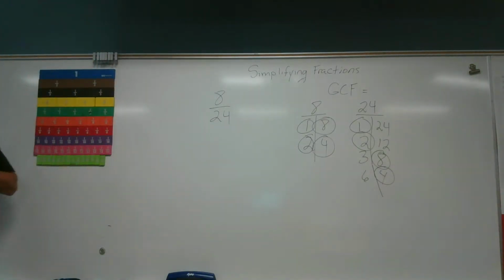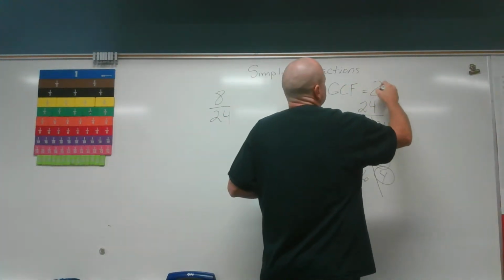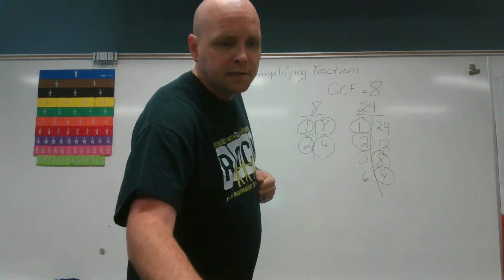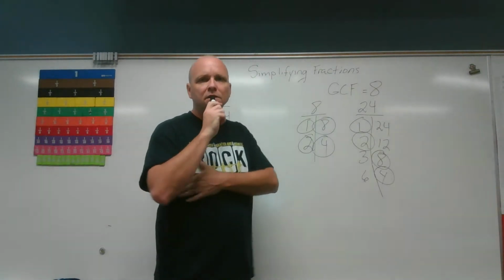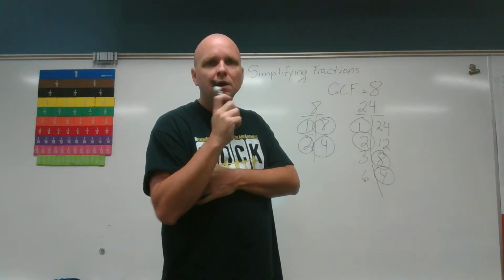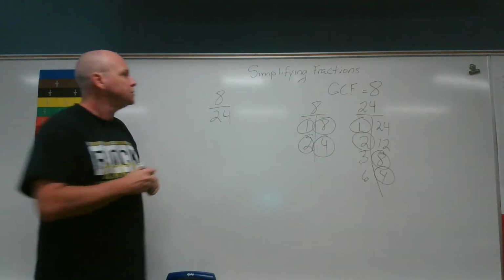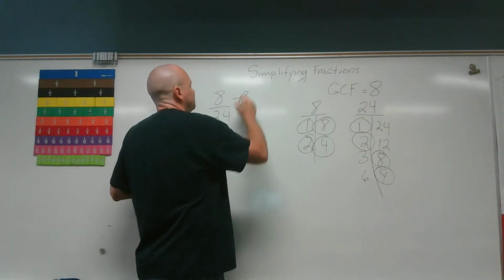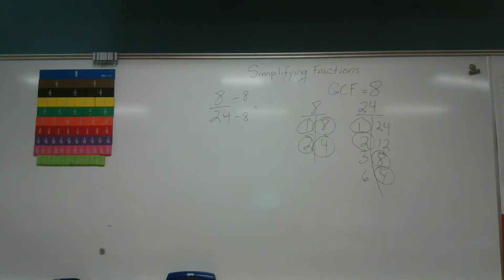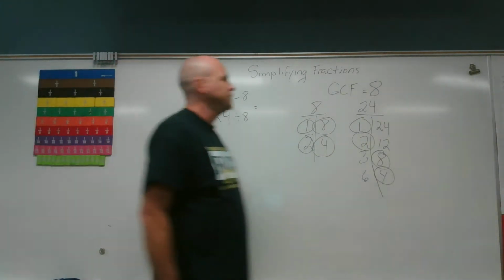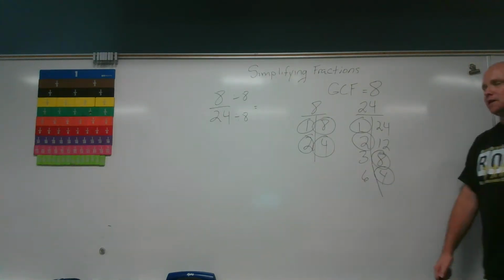Carlos, what is the greatest common factor? 8. My greatest common factor is 8. I knew it. Step 2, Bailey says what? Bailey said step 2 is to divide the numerator and the denominator by your greatest common factor. So you're dividing both parts of the fraction by your greatest common factor.